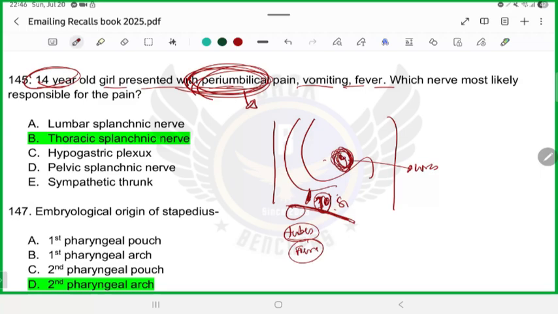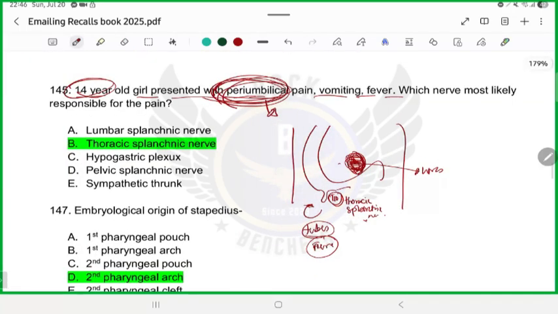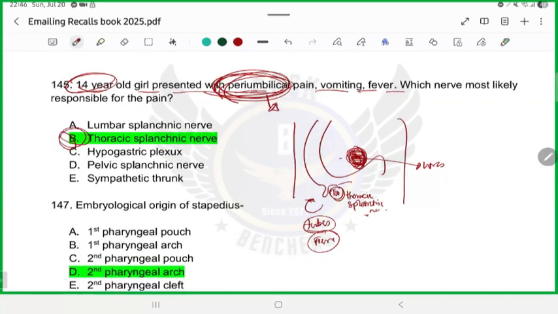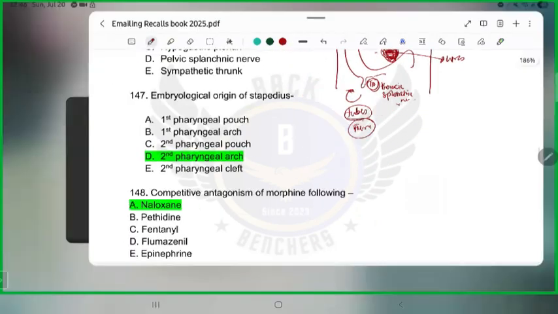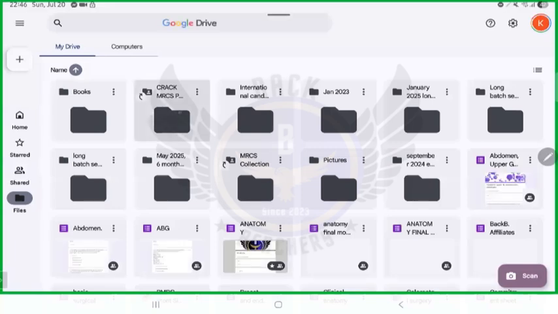Now this area is supplied by thoracic segment 10, T10, by the thoracic splanchnic nerve, and this umbilical area is T10. That's why we get pain at this area. We have a beautiful picture in our abdomen. Just the last picture, let me show you one time.